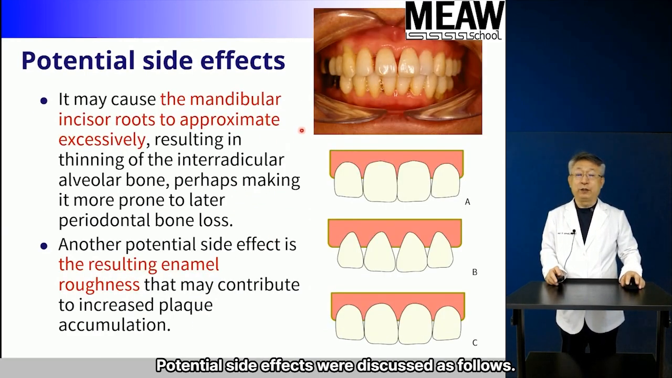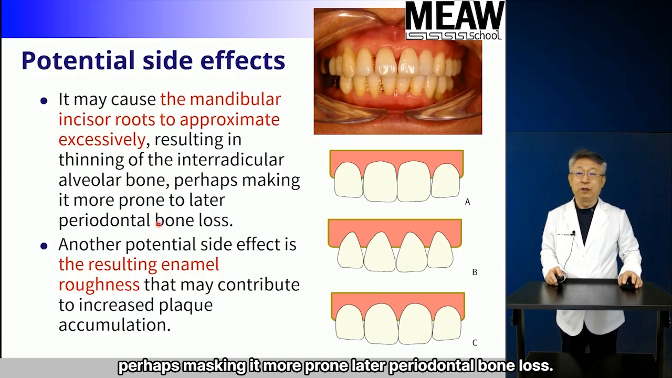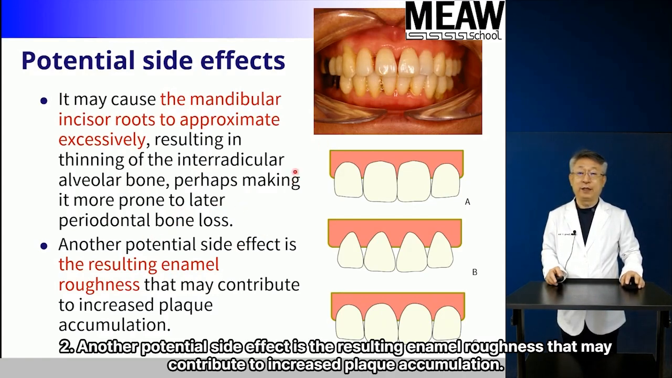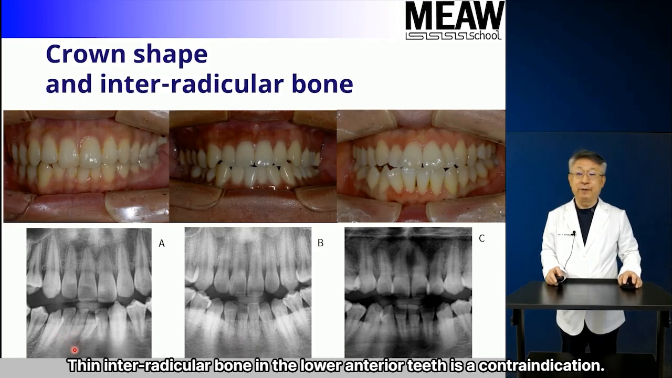Potential side effects were discussed as follows. 1. It may cause the mandibular incisor roots to approximate excessively, resulting in thinning of the interradicular alveolar bone, perhaps making it more prone to later periodontal bone loss. 2. Another potential side effect is the resulting enamel roughness that may contribute to increased plaque accumulation. Crown shape and interradicular bone thickness should always be evaluated in reproximation. Thin interradicular bone in the lower anterior teeth is a contraindication.